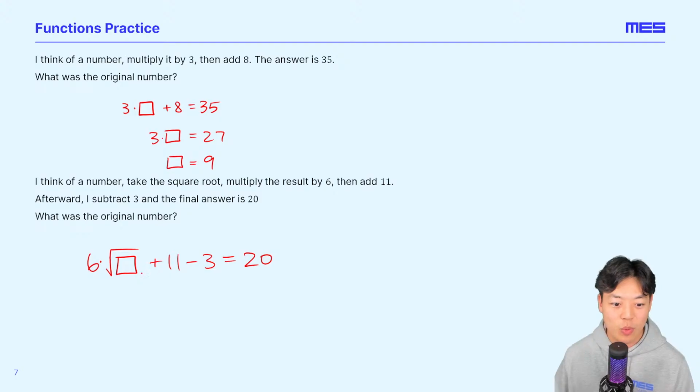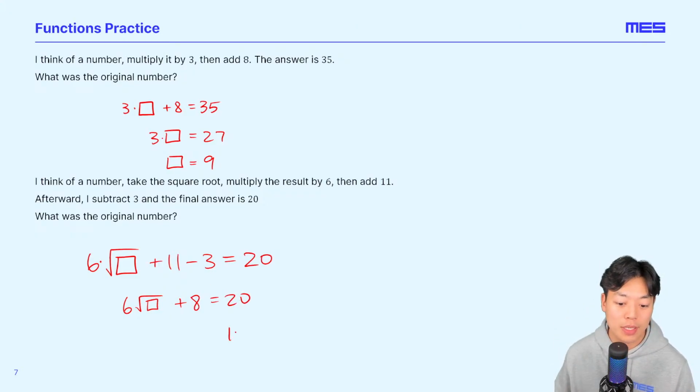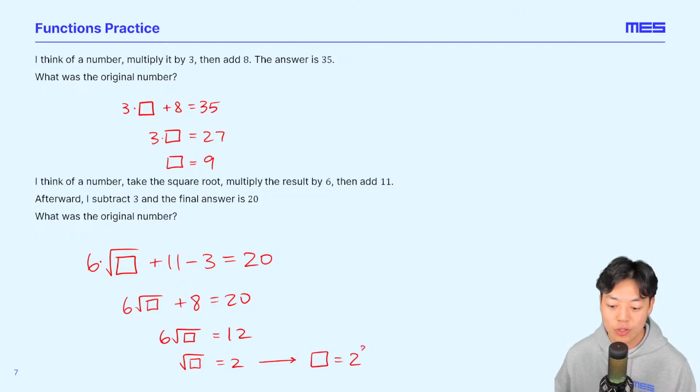Let's combine like terms where we can. I know 11 minus 3 is plus 8 equals 20. Now I'm going to subtract 8 on both sides because that is the very previous thing that we did. And I get 12 on the right, I get 6 radical box. Divide both sides by 6, or in other words, 6 times what number gives us 12? That number is going to be 2. And Kanav told us earlier we can undo a square root by squaring it. And if we square both sides here, box will give us 2 squared, which is equal to 4.